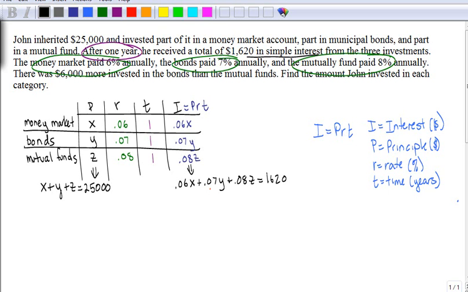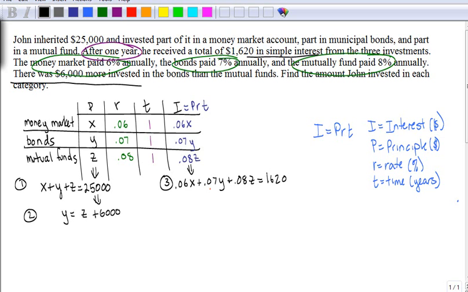The third equation uses the last sentence here. There is 6,000 more invested. That goes back to principal. So if I'm going to go back to this column, and we know that there was 6,000 more invested in bonds. So bonds, we know the amount invested was Y, and that is 6,000 more than what? Mutual funds. Mutual funds is Z. So now I have my three equations.